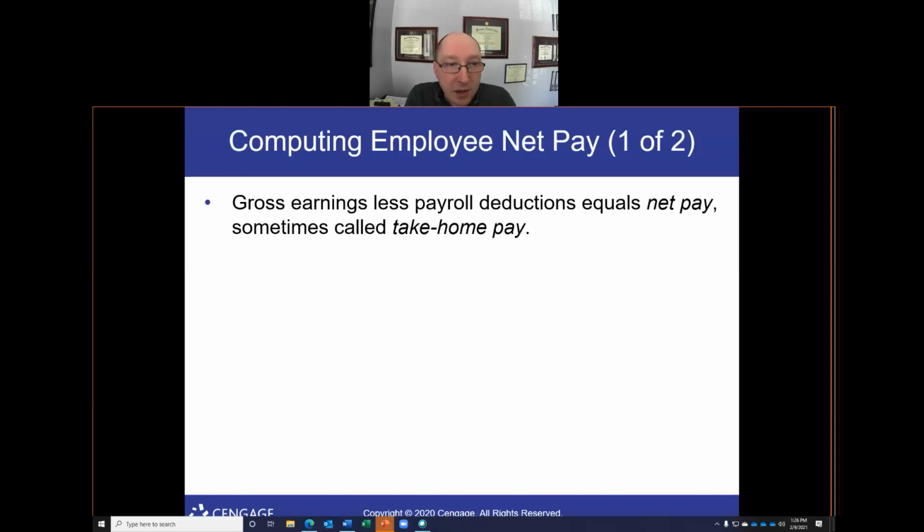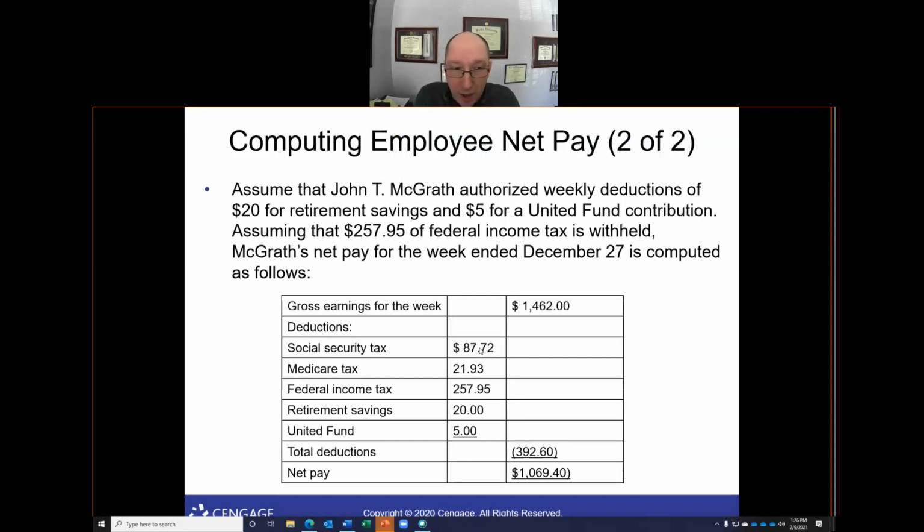Computing employee net pay. So how do we compute net pay? Net pay is also called take-home pay. It's your gross earnings minus all your deductions. So gross earnings minus Social Security tax, Medicare, federal income, state income, retirement, any type of charities, any other deductions. Total gross earnings minus total deductions equals net pay.